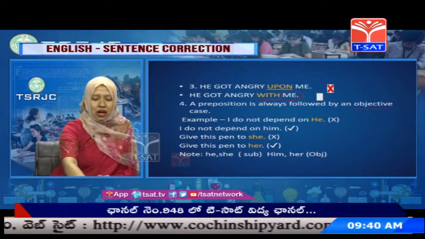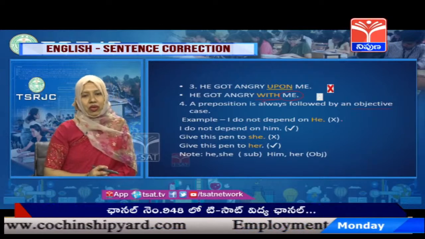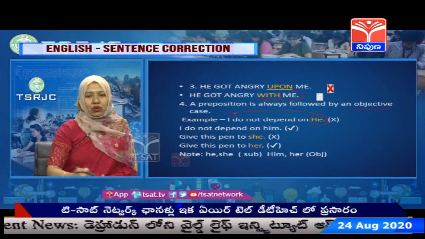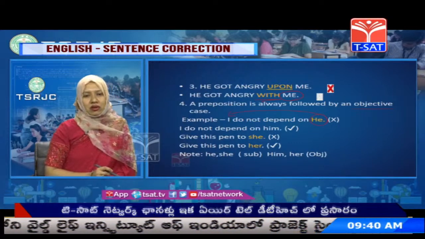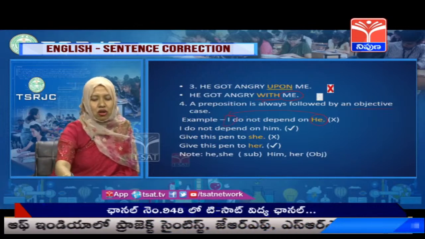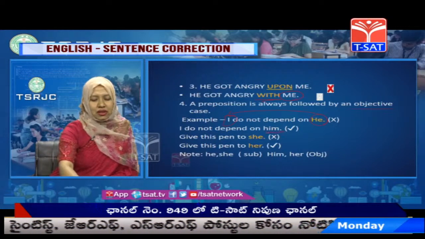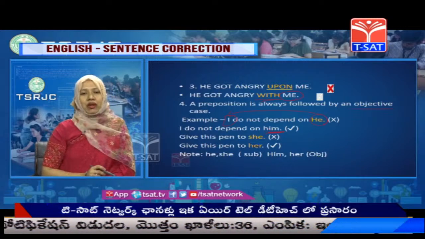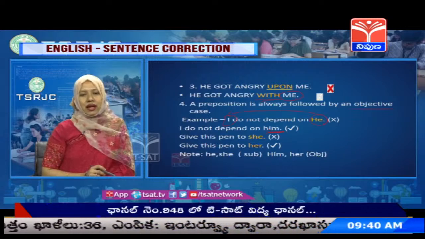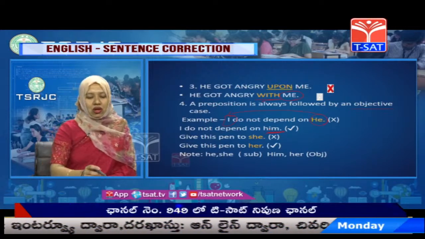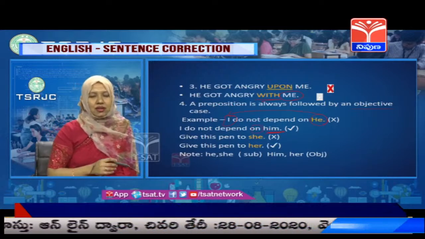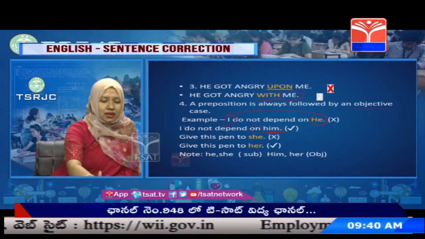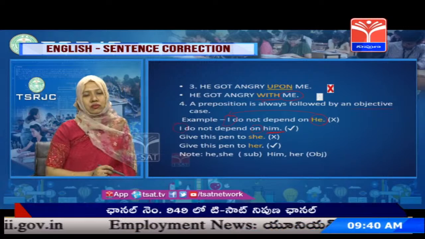Now another example, I do not depend on he. He is a subjective pronoun. Never use it in the objective case. Subjective case, objective case. In the objective case, the correct pronoun is him. I do not depend on him is the correct usage. Here, on is the preposition, him is the objective pronoun, and I is the subjective pronoun.